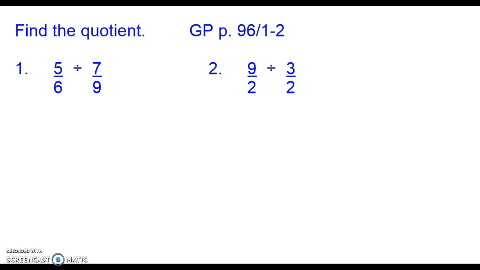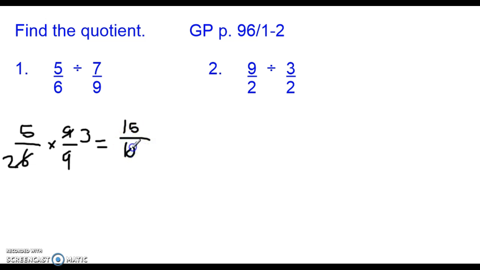Okay, these two are for you to try on your own. Pause, come back, and check your answers. So for this one, you would have had 5/6 times 9 over 7. I can cross simplify here, divide by 3. 9 divided by 3 is 3. 6 divided by 3 is 2. 5 times 3 would give me 15. And 2 times 9 would give me 18.